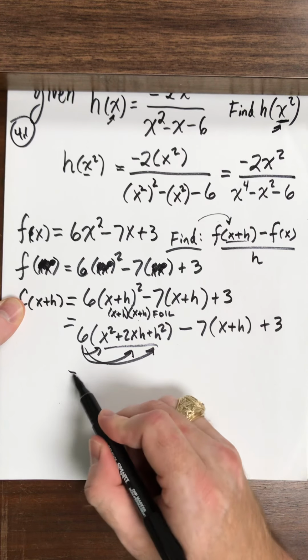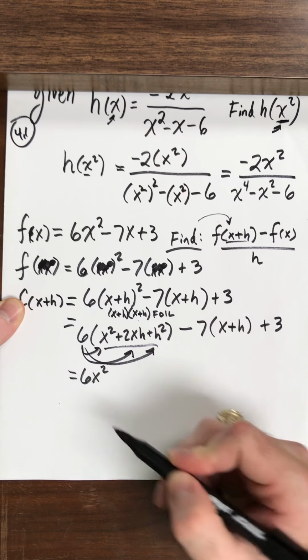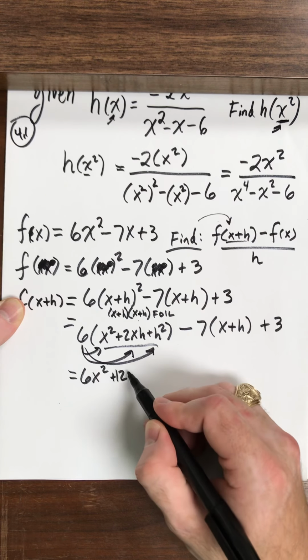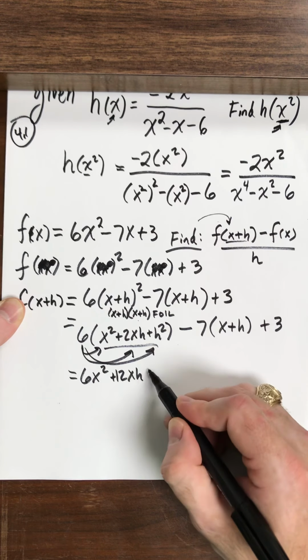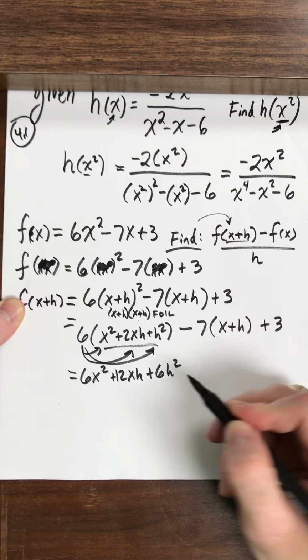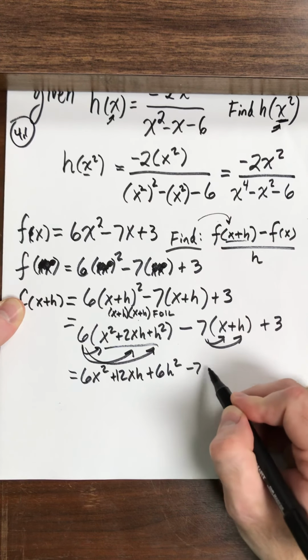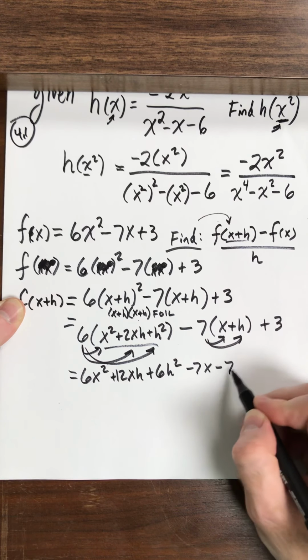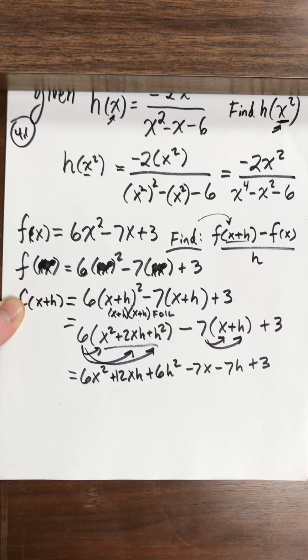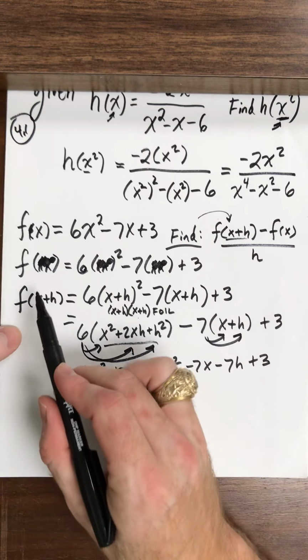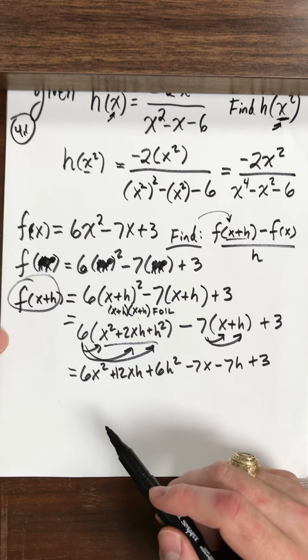Now I'm going to distribute my 6 into each piece here. So 6 times x squared, that's 6x squared. And then plus 2 times 6 is 12xh plus 6h squared. And then distribute my negative 7: minus 7x minus 7h plus 3. Okay, nothing I can combine here. So now I've got my f of x plus h.